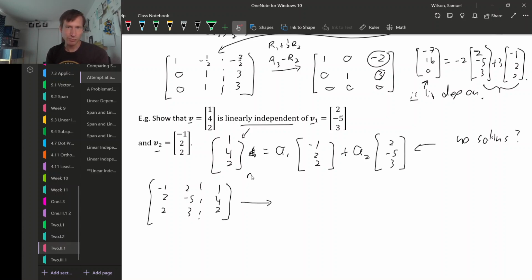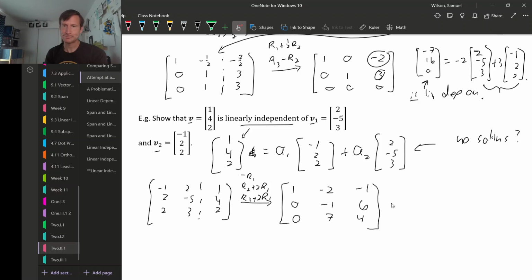So now we can do row 1, take the negative of row 1. We'll also take row 2 and add 2 times row 1. And we'll take row 3 and add 2 times row 1. Yes, this is much easier. I really should have done this the first time. Okay, so 1, minus 2, minus 1. 0, minus 1, 6. And 0, 7, 4.